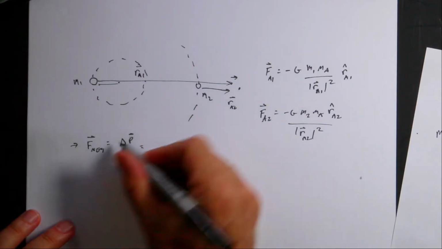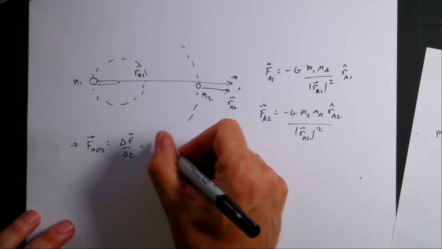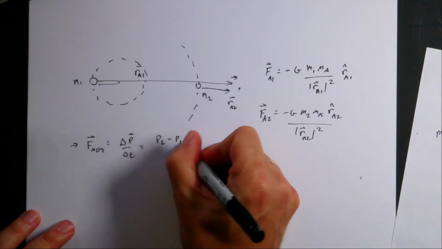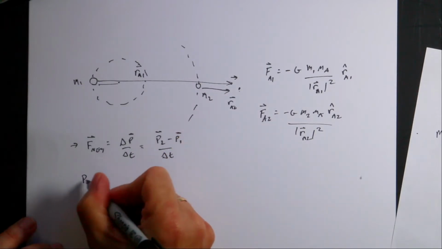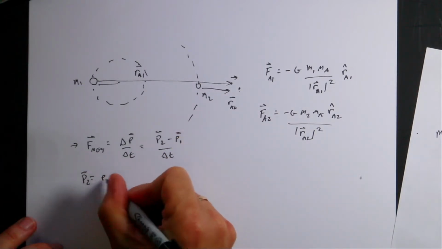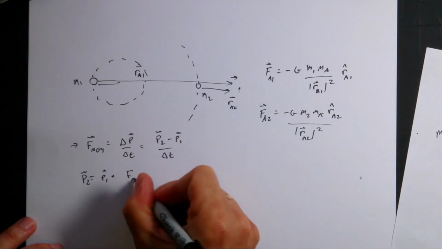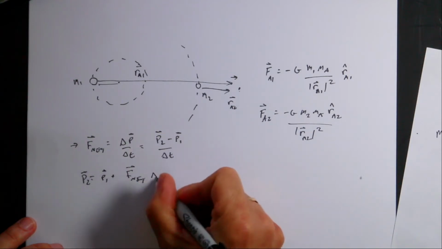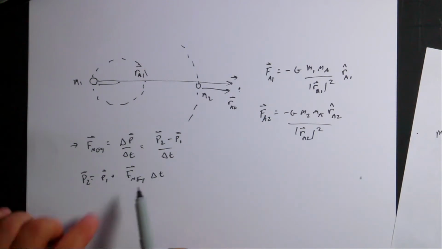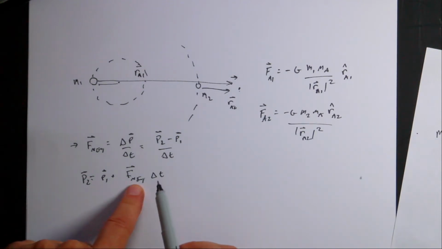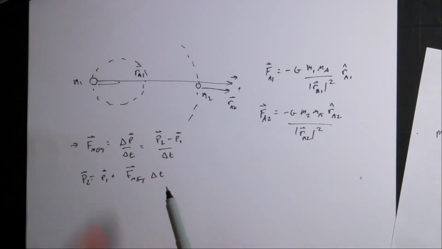And I can write that, and this is the momentum of the object A. So I can write that as P2 minus P1 over delta T. I can solve that for P2. I get P2 equals P1 plus F net delta T. So this is wrong, right? Because this says that I can just take that net force, multiply it by a time interval, and get the new momentum. And that only works if F net is constant.